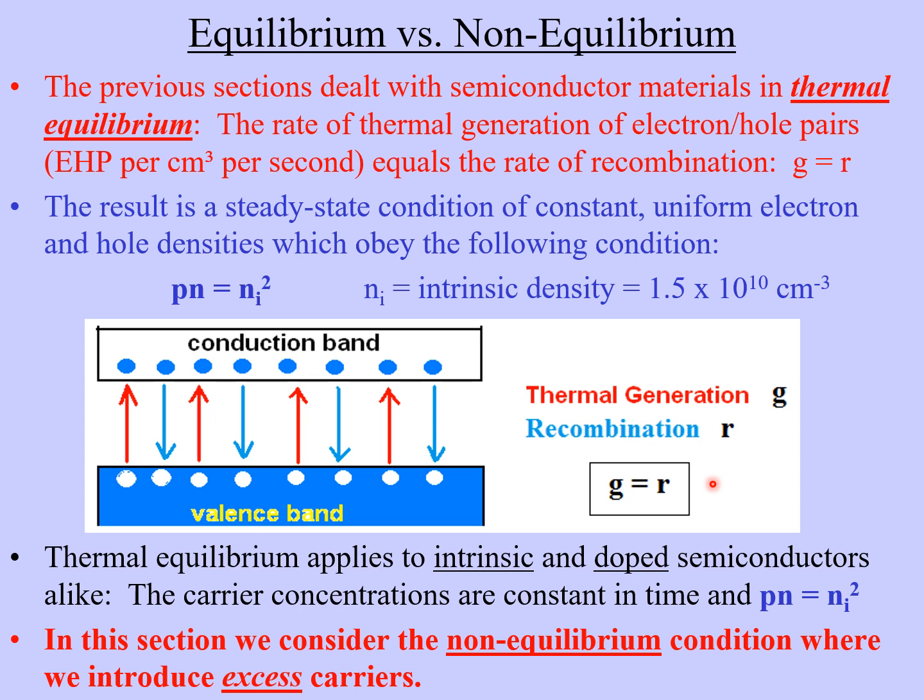What we're going to do in this section is talk about a very important deviation from this equilibrium, where we're in non-equilibrium. We're going to introduce excess carriers that put this thing out of balance. This is something that happens quite often in semiconductor devices, and in fact, this is the way most semiconductor devices work.